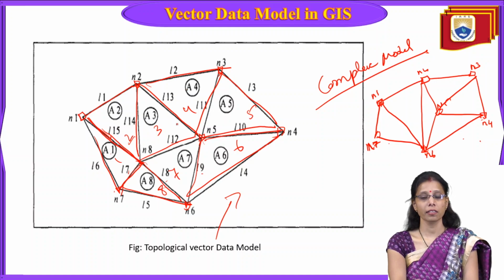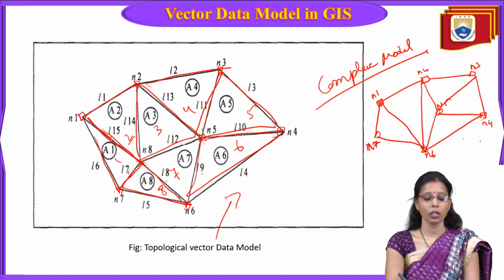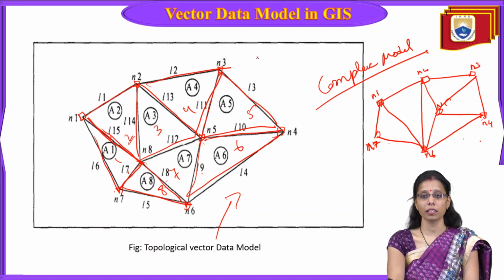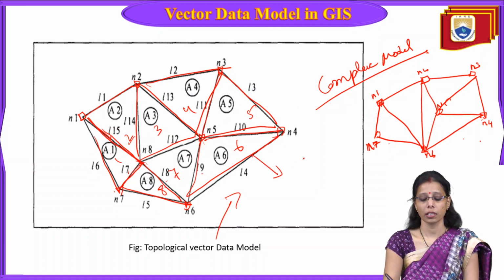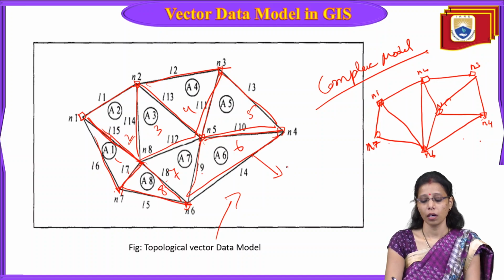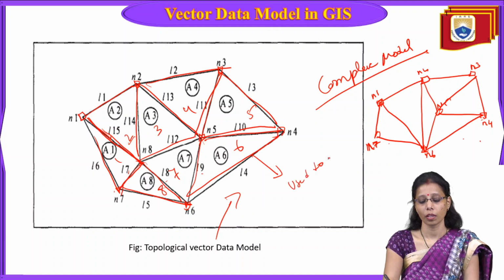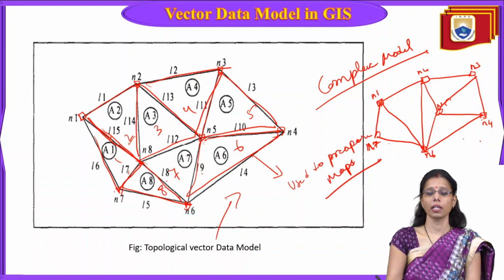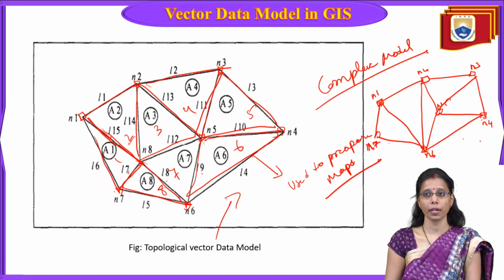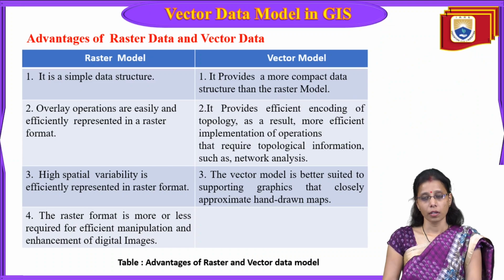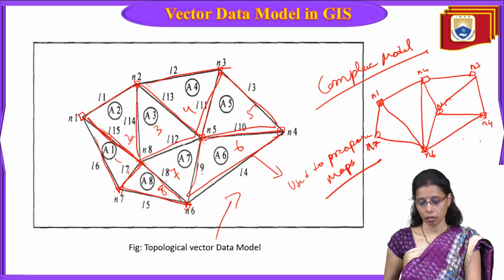Like this, it is a very complex model. There is no line which is duplicated. All polygons share a common line and common boundary with other polygons, so there is no chance of errors. This type of model is used to prepare maps. This model is very important and very useful for creating different kinds of maps. This is the topological and spaghetti model.